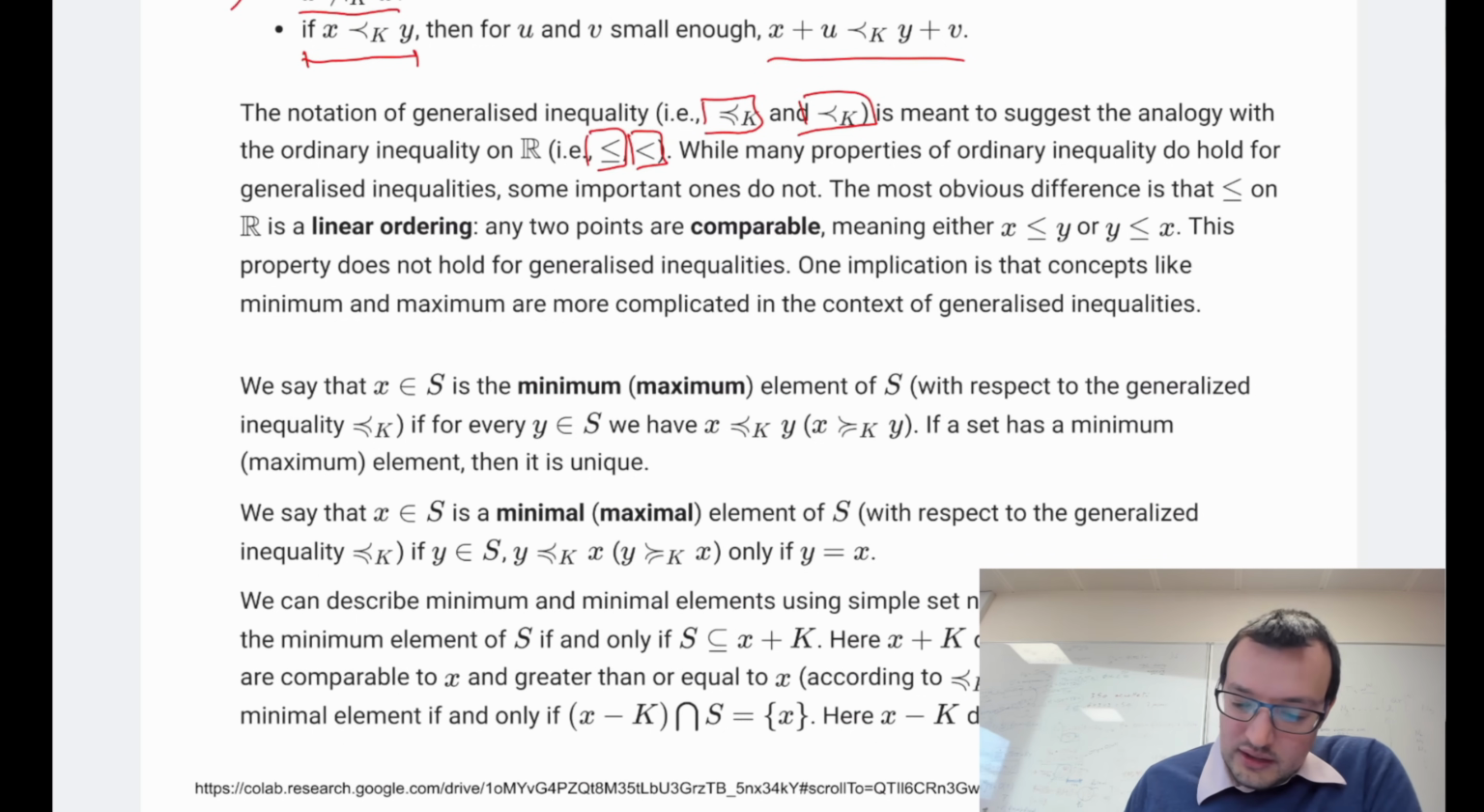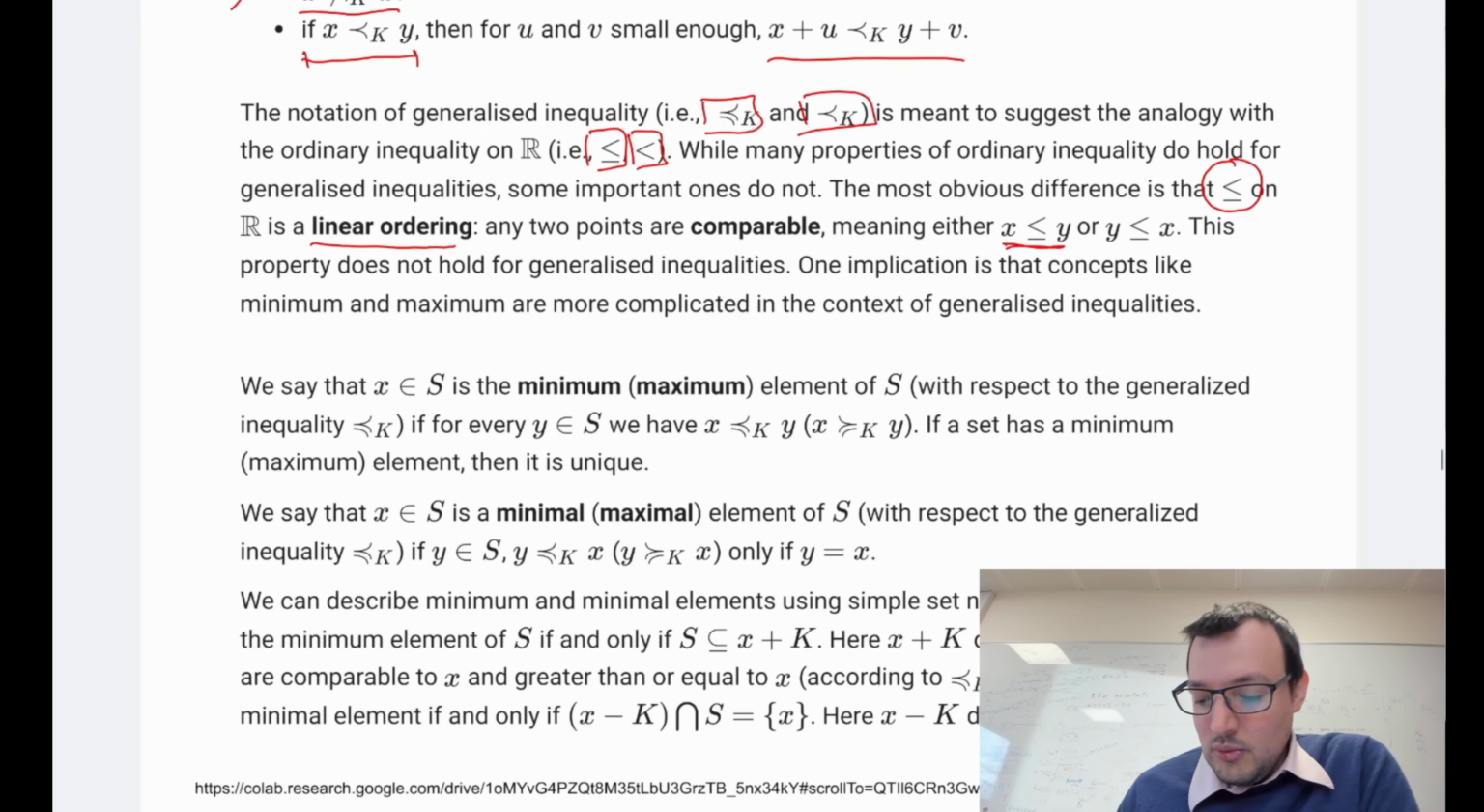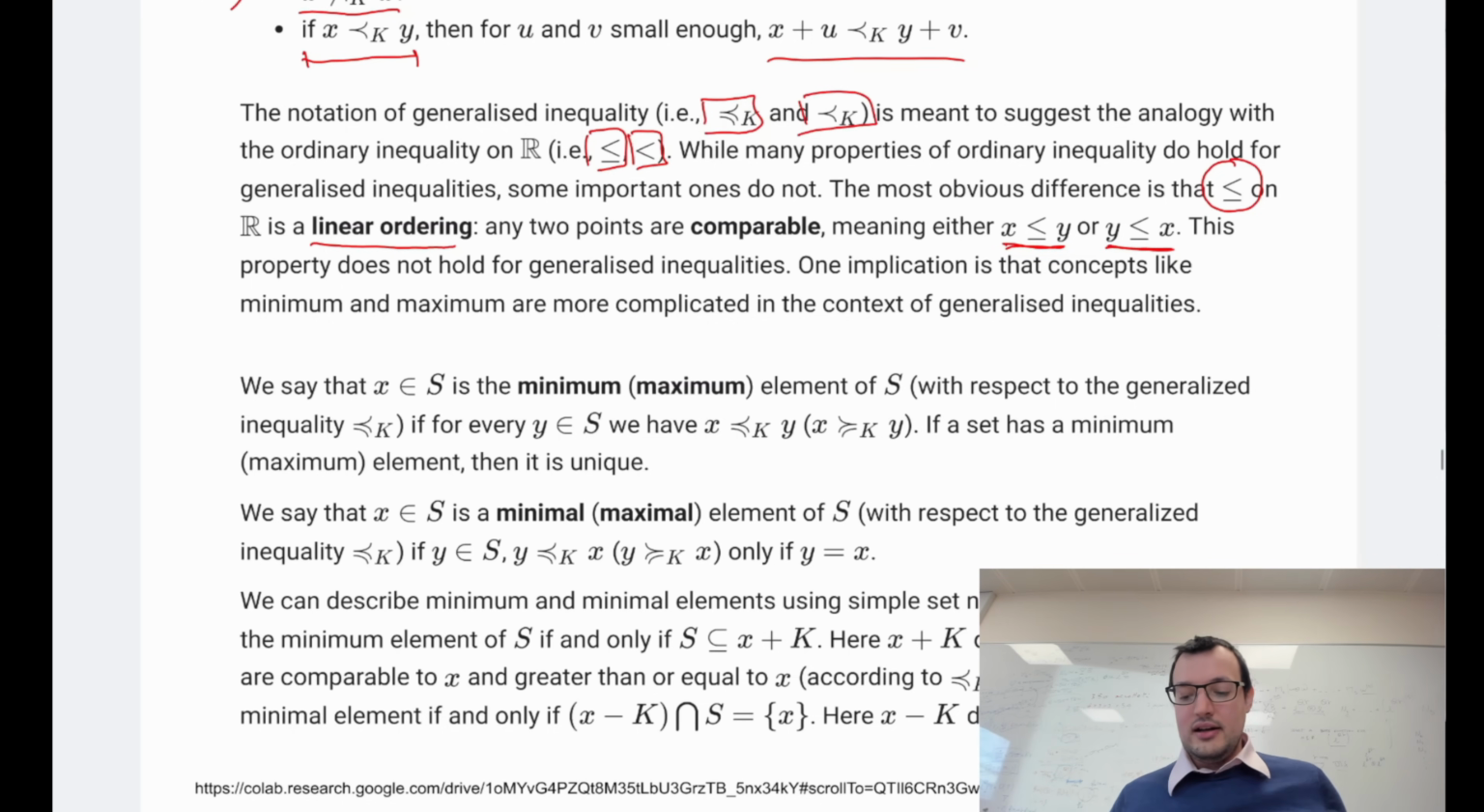The most important difference is that the standard inequality less or equal is a linear ordering, which means essentially that any two points are comparable using this inequality. That means that if I give you an x and a y, either x is less or equal than y, or y is less or equal than x. You cannot say that you cannot compare them. You can always do that. This is not true for generalized inequalities. For generalized inequalities, there may be elements which are not comparable.